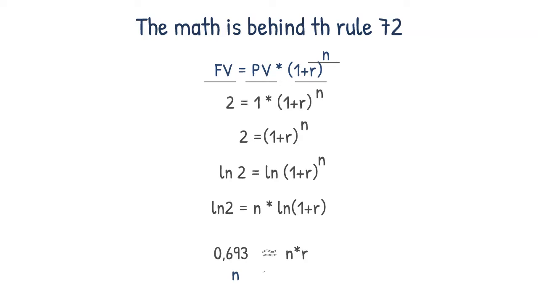Not 0.693, because you express interest in percent, so you multiply that by 100. However, this is very difficult to count, especially in head. So if you don't have a microchip brain, we'll look for a number that you can use more easily.